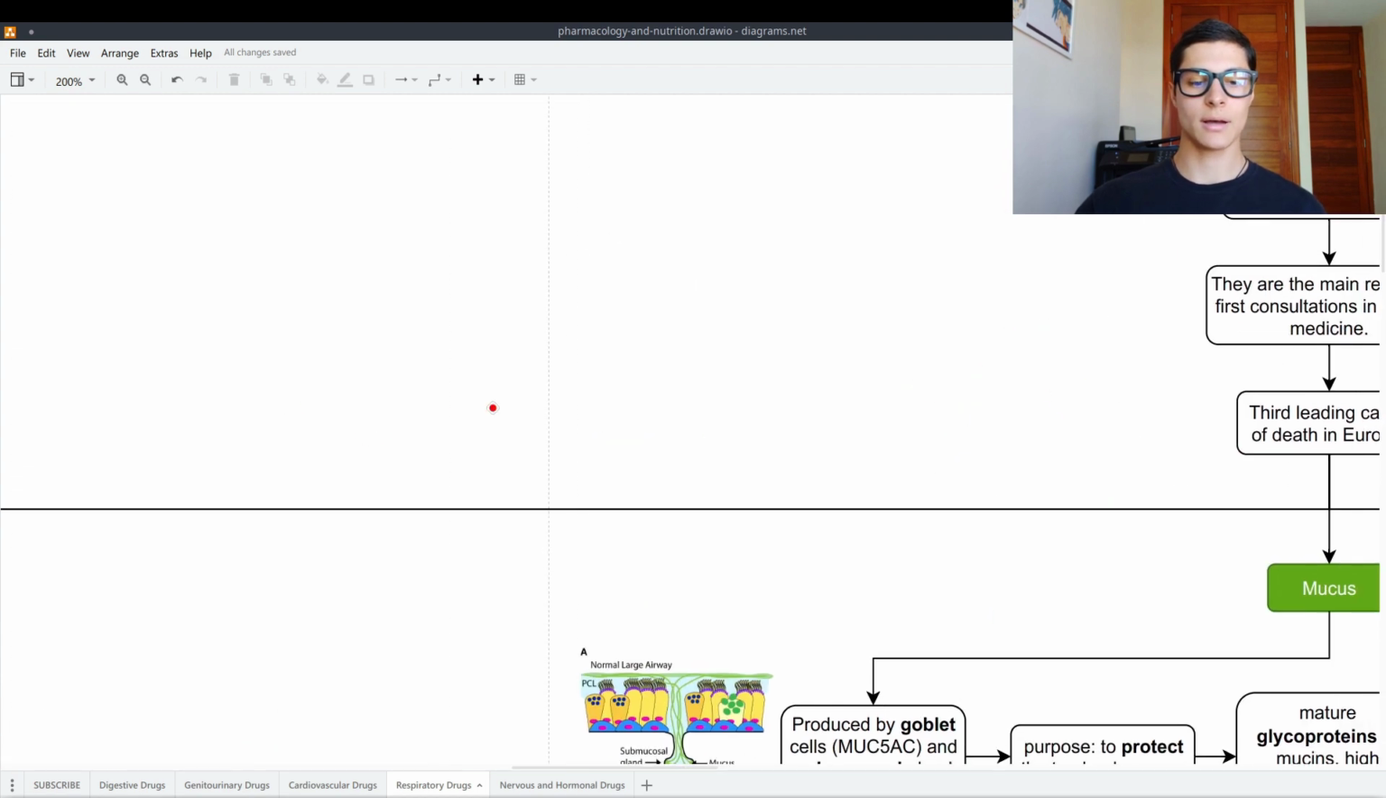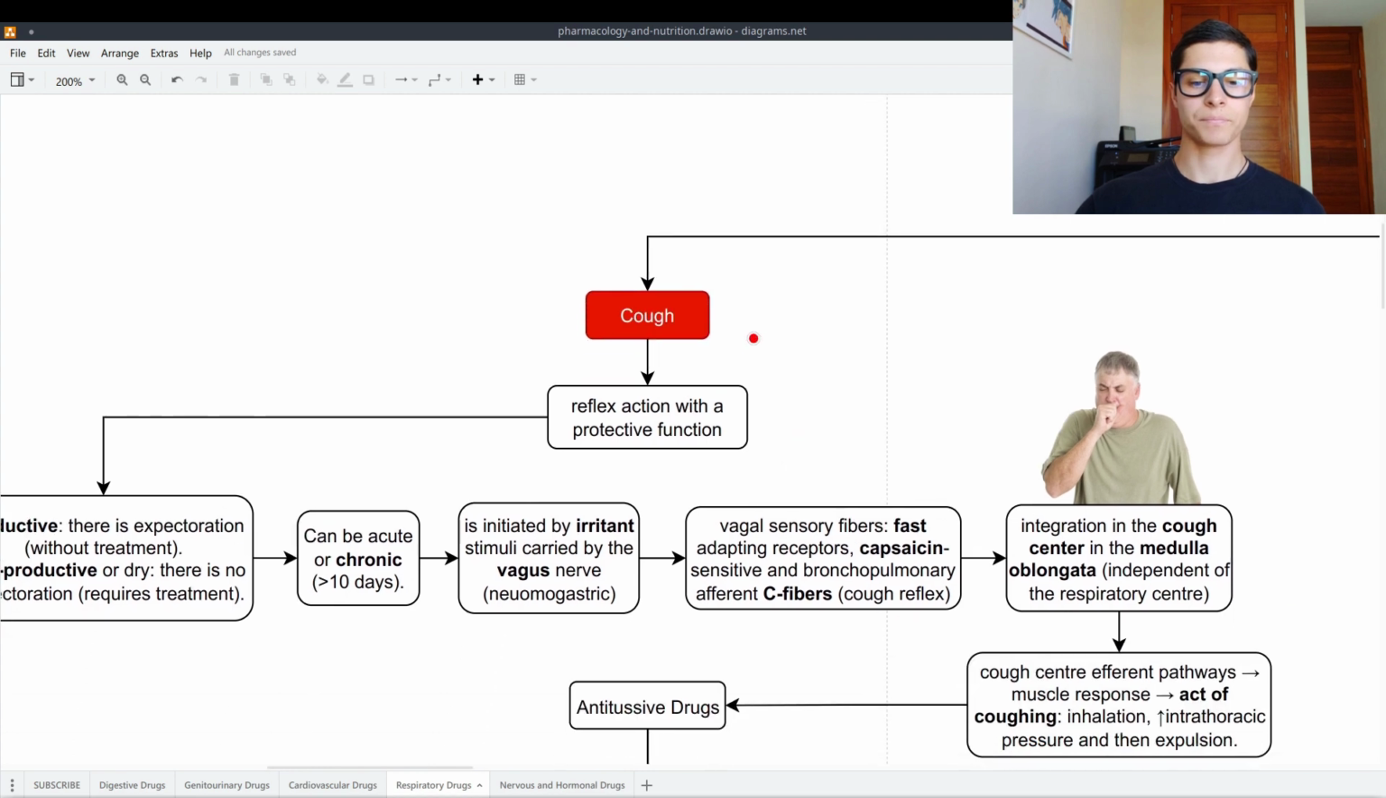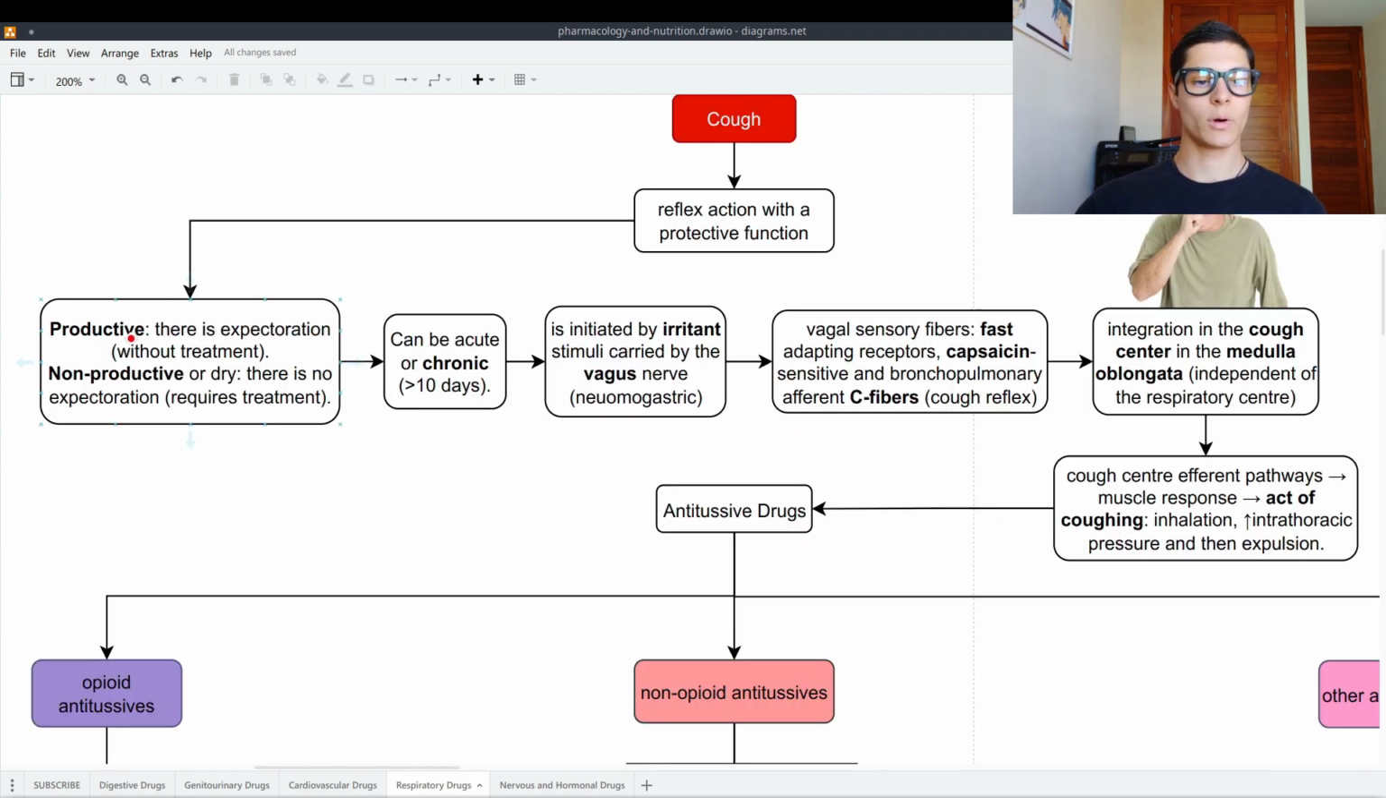So let's start with cough. Coughing is a reflex action with a protective function. It can be productive, where there is expectoration, and without treatment it's not needed. Non-productive or dry, when there is no expectoration but requires treatment. It can be acute or chronic if it lasts more than 10 days.